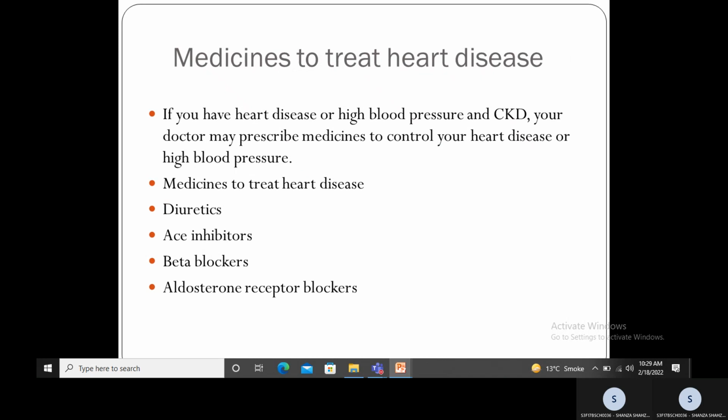In the next slide, medicine to treat heart diseases. If you have heart disease or high blood pressure and CKD, chronic kidney disease, your doctor may prescribe medicine to control your heart disease or high blood pressure. Medicines for the treatment of heart diseases are the diuretics, ACE inhibitors, angiotensin receptor blockers, beta blockers, and aldosterone receptor blockers.